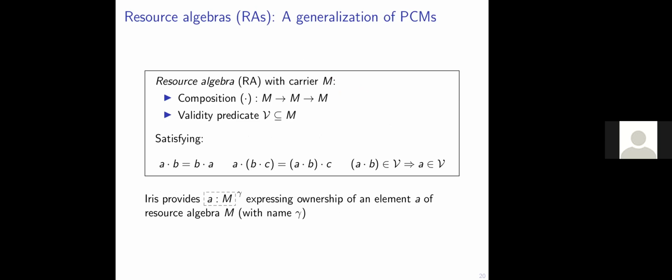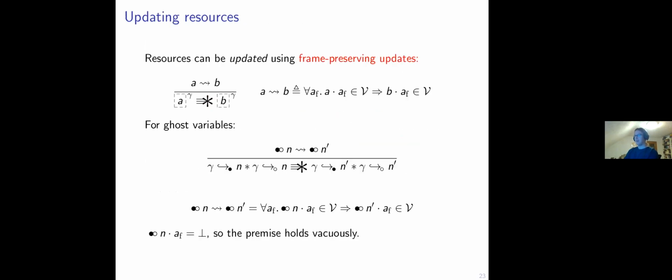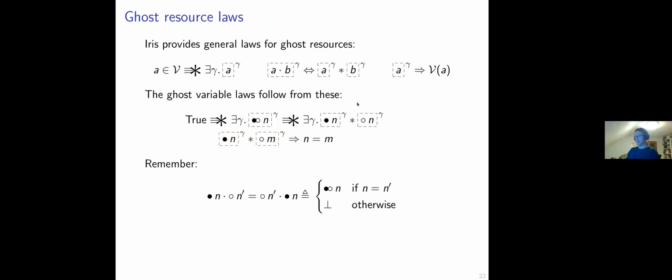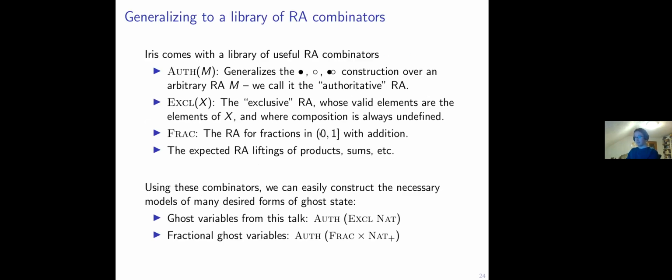Yes, very good point. Our resource algebras do not have a unit, and that's in fact a very important feature. If you consider the resource algebra that we used for the example here, our ghost variable resource algebra, it doesn't have a unit. Or if you consider the resource algebra of fractions, which explicitly excludes 0, and that's very important for it to work, it doesn't have a unit either.